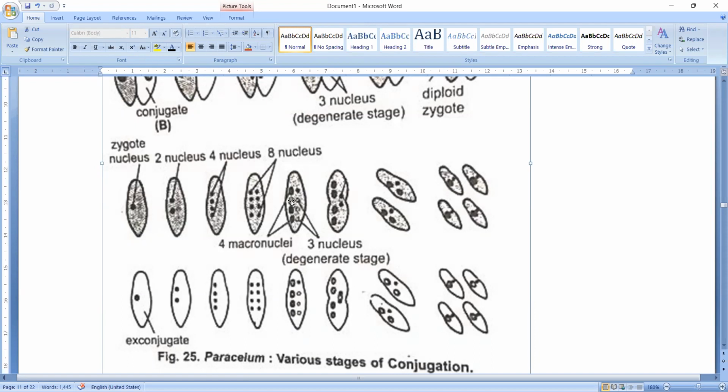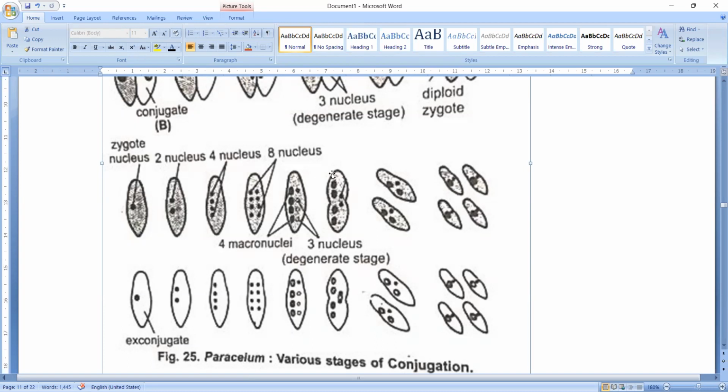Here again the larger nuclei have disappeared. The zygotic nucleus, which is a micronucleus, divides into two, and then in the second division into four. In that way, out of 8, 1 micronucleus and 4 macronuclei remain. 3 have disappeared. Here the macronuclei are shared.